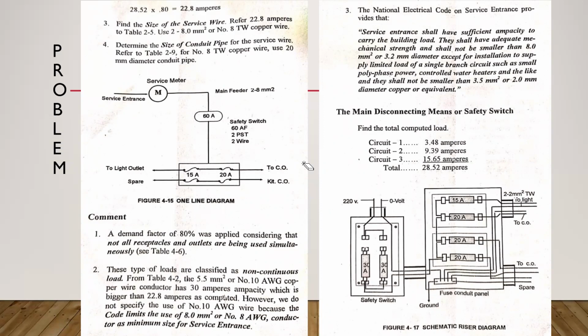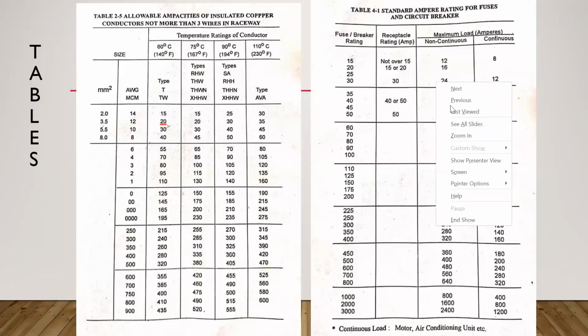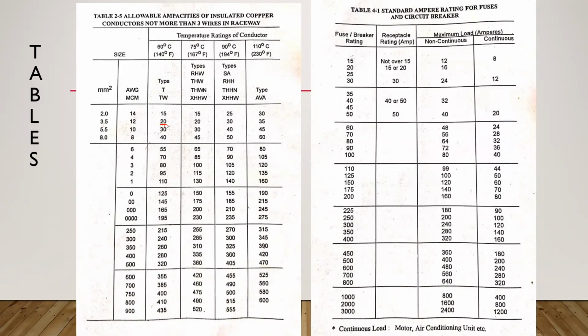Next, we will find the size of the service wire. So, re-refer tayo dun sa ating table 2-5 again. Okay, so yung ating computation is 22 point something nga. Pero, mapapall siya dito sa 30. So, ang gagamitin is 5.5 or number 10. Pero may comment ang NEC regarding dyan. So, let's read the comment.